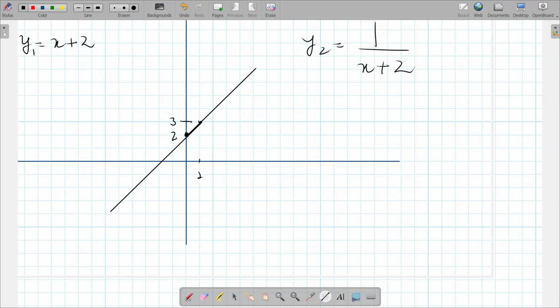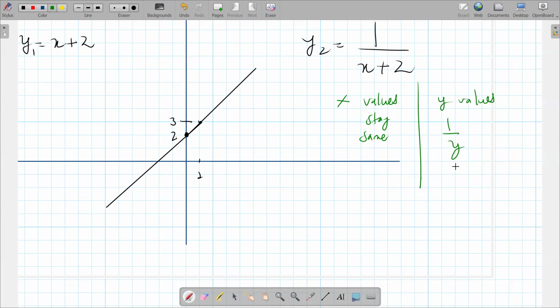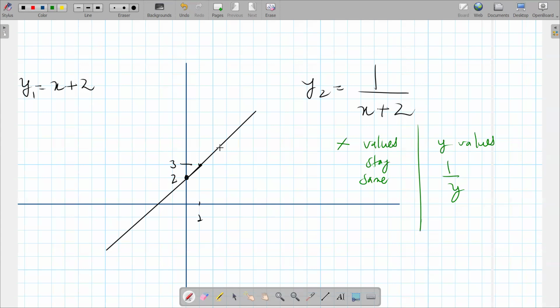Very simple. Now, the reciprocal function, 1 over x plus 2. You want to think about it this way. It's the same function as x plus 2. The x values stay the same, but all the y values become 1 over y. So here's what I mean. You see this point is 2 on the parent function, on the linear function. In the reciprocal function, that point is going to flip upside down.